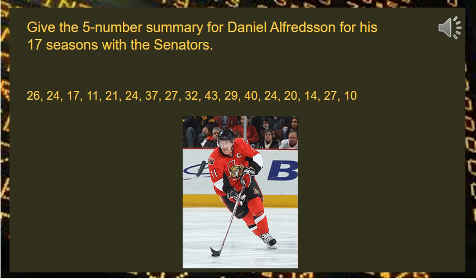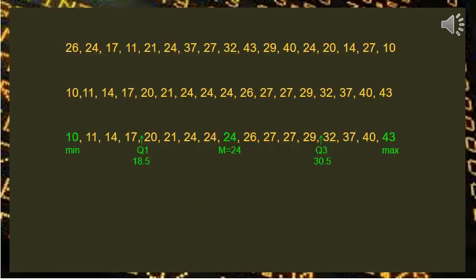I have the same type of data set. It's another hockey player, Alfredsson, who played 17 seasons with the Senators. And the data set you see here describes how many goals he has scored during the 17 seasons. The numbers are arranged in chronological order here. If I want to find my 5-number summary, the first step is to put the observations in ascending order. This is what you can see here on the second line. The observations go from the minimum of 10 goals to the maximum of 43 goals.